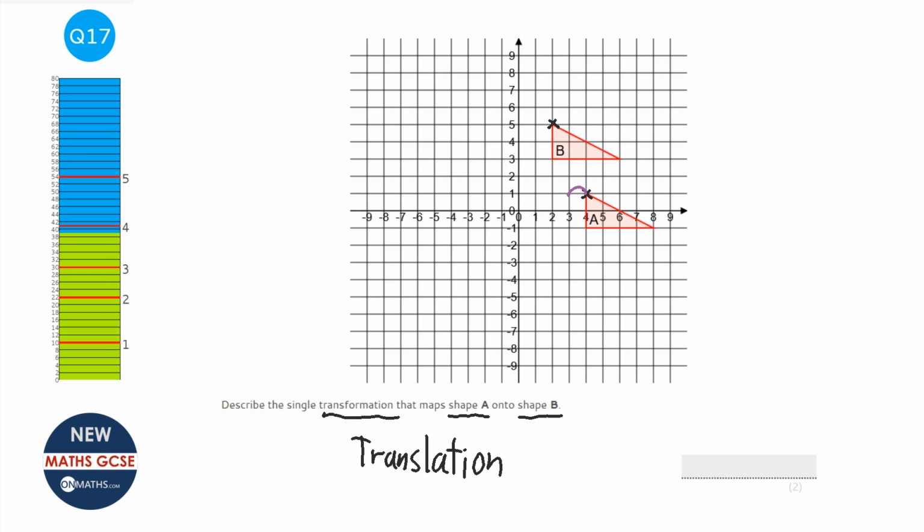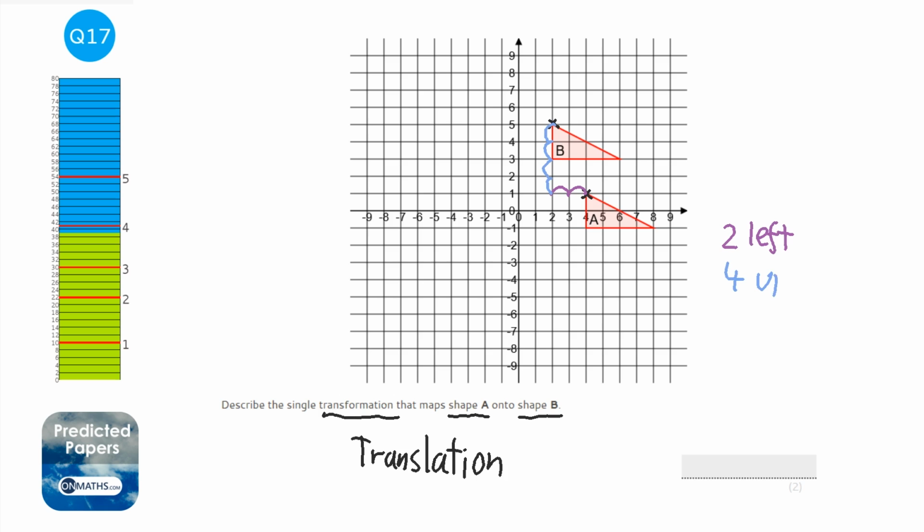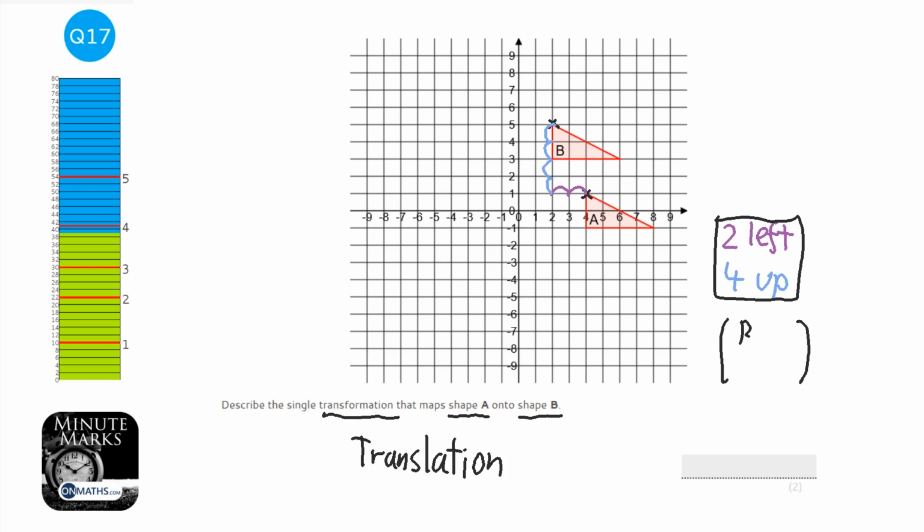So 1, 2, I need to go 2 left. So 2 left. And let's have a think, how much up do we have to go? So 1 jump, 2, 3, 4. So 4 up. Now the way of showing translations is by using vectors, and it sounds fancy, but it's just putting this information here between a bracket. The number at the top of the bracket is how far right it's gone, and the number at the bottom is how far up it's gone.